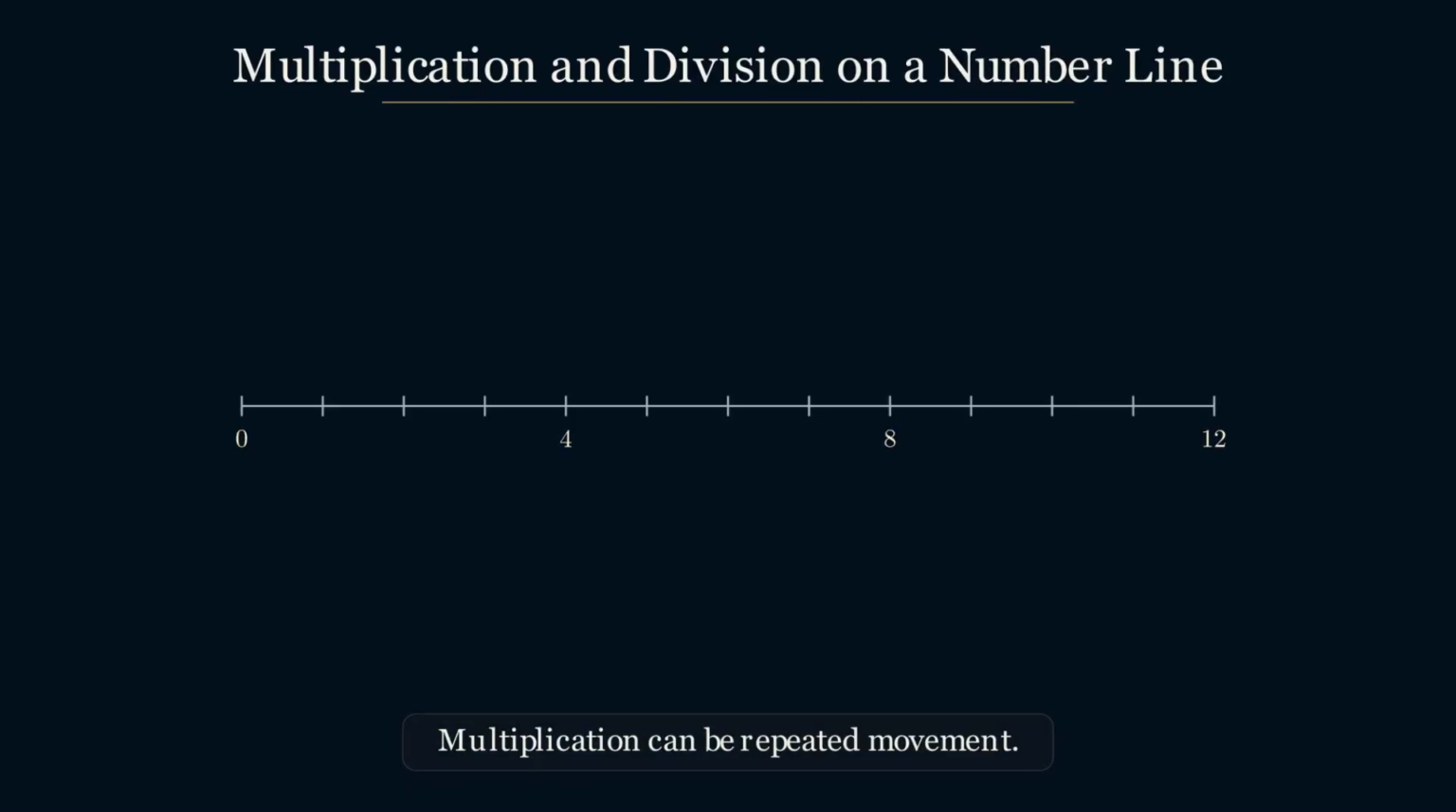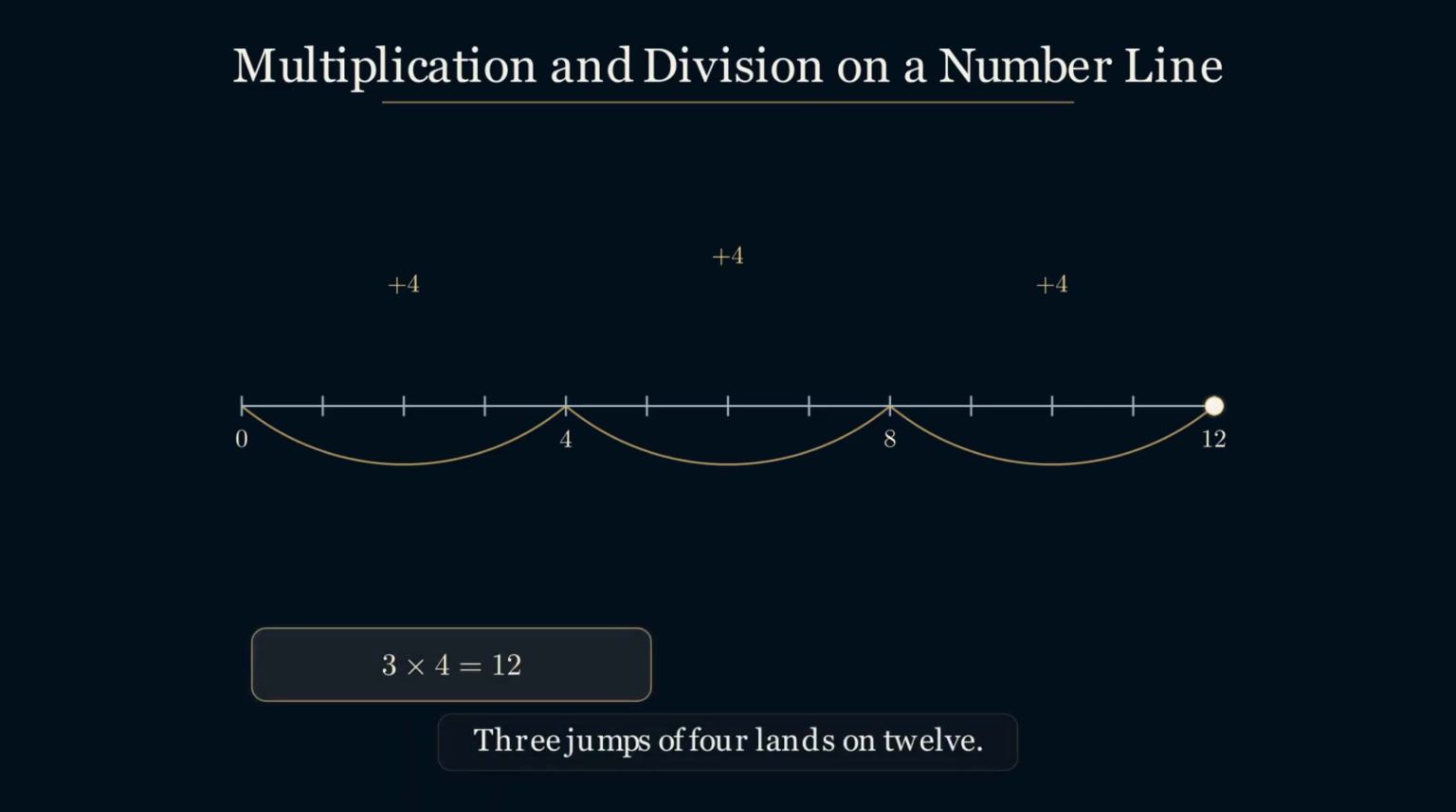Now move to the number line. Multiplication can be repeated movement. Start at 0. Jump forward by 4, then another 4, then another 4. The landing points are 4, 8, and 12. 3 jumps of 4 lands on 12. That is 4 plus 4 plus 4, which is 3 times 4. So 3 times 4 equals 12.